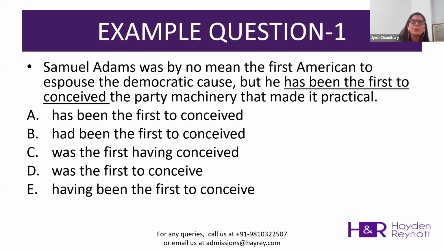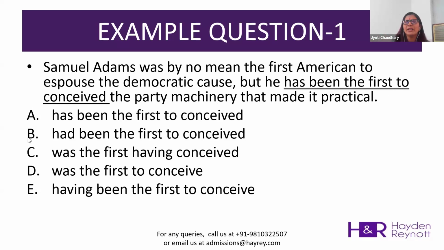So the tense we see: Samuel Adams was by no means the first American. So we have got to know was. This is the past, and it is not underlined. So that means this sentence is all written in the past tense only. He has been the first to conceive. Now I told you that the first verb is being conjugated. So they have conjugated the word to be as been, which is the third form. So they are using the perfect tense. But how can they say to conceive? The zero form is always to conceive. It cannot be conjugated to ed. So this is the mistake they have made here.